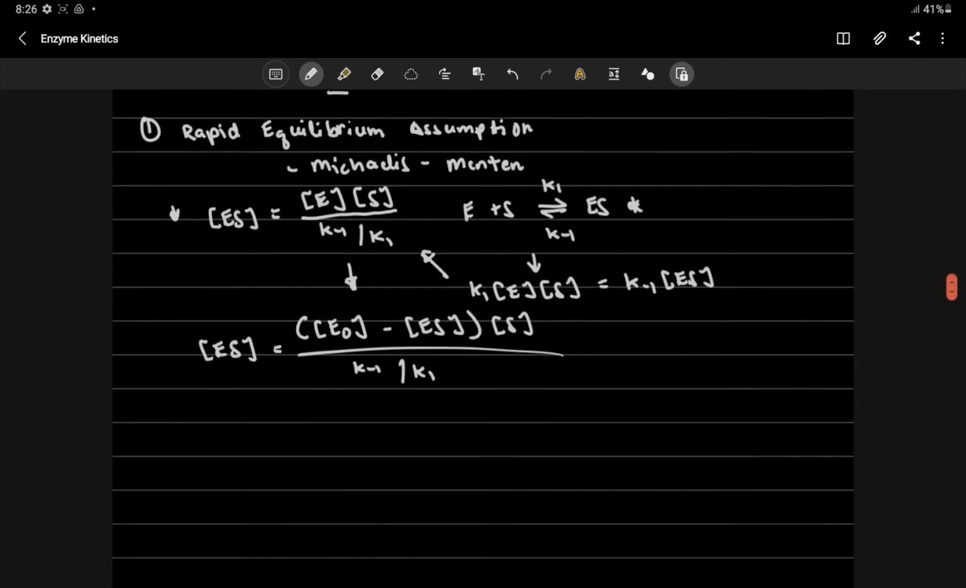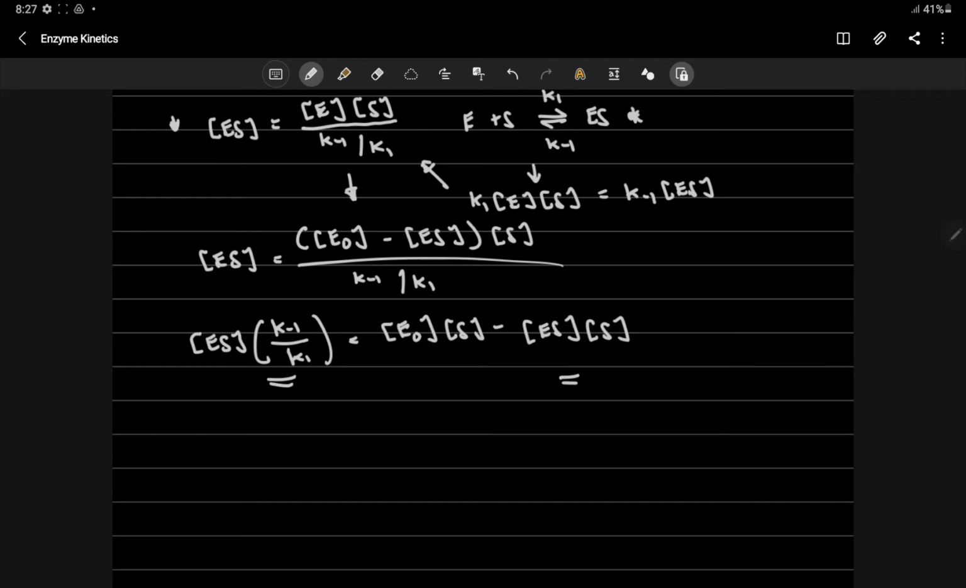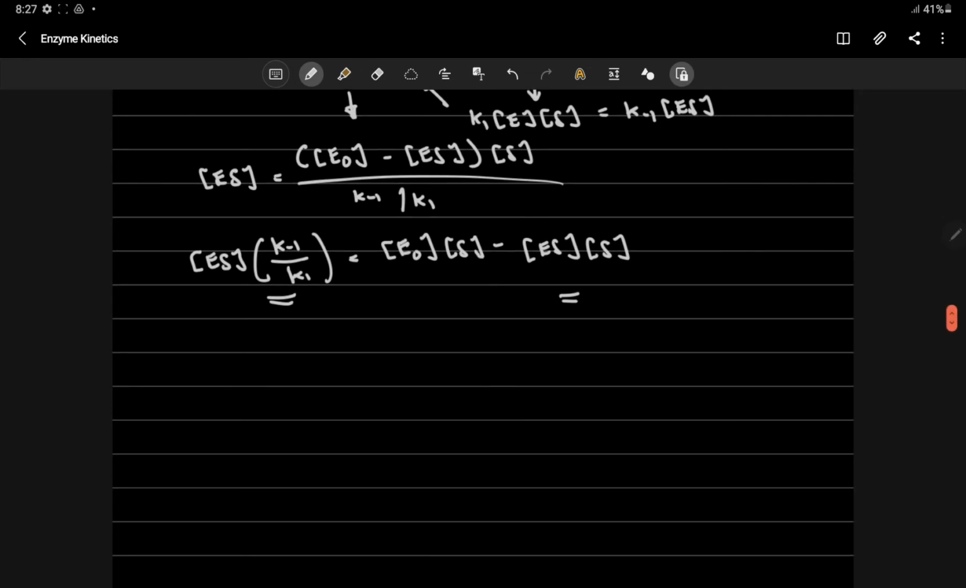now let's further simplify this equation. So, yung ating enzyme substrate complex concentration multiplied by K minus 1 over K1 is equal to initial enzyme concentration times substrate concentration minus enzyme substrate concentration times substrate concentration. Okay. Now, anong terms ang mayroong common? So, we say that these two terms may common sa kanilang dalawa. So, ang gagawin natin ay pagsasamahin natin yung dalawang term na yan. So, ang common sa kanila ay yung enzyme substrate concentration.